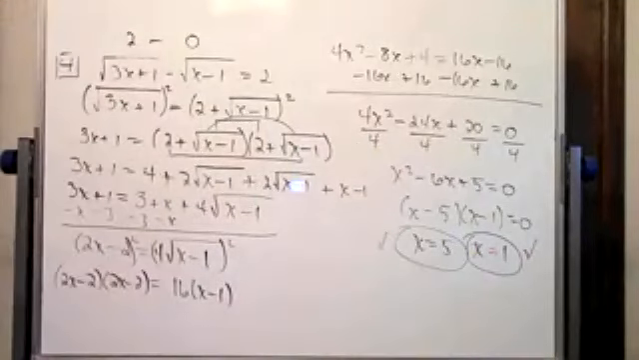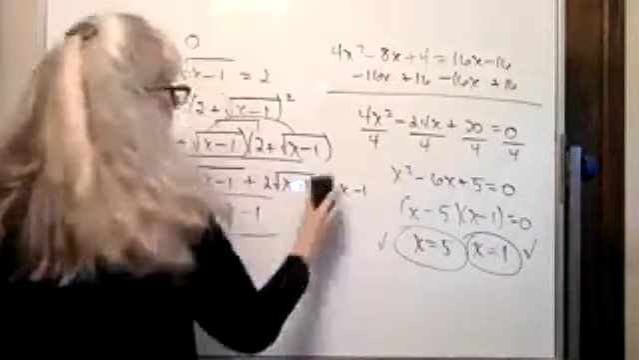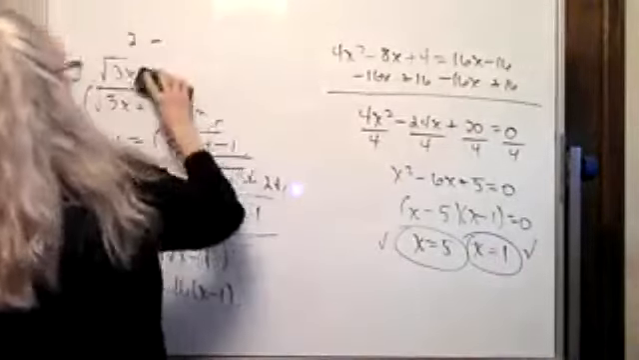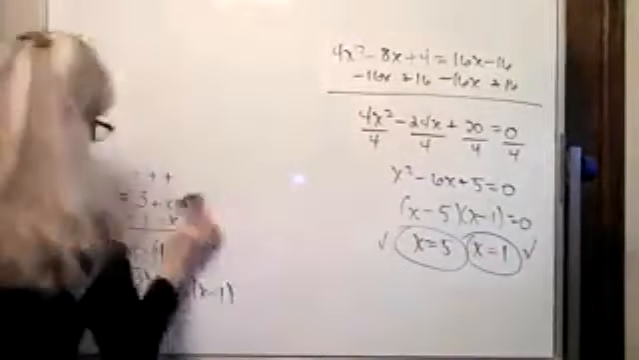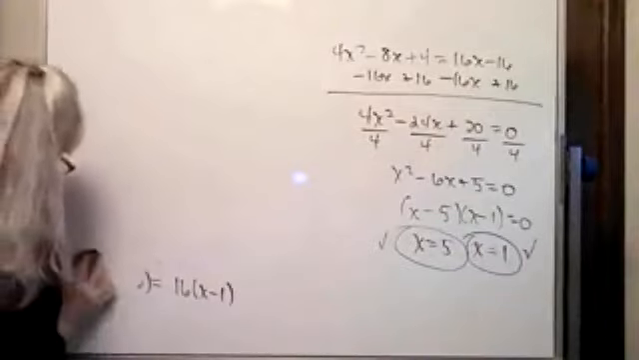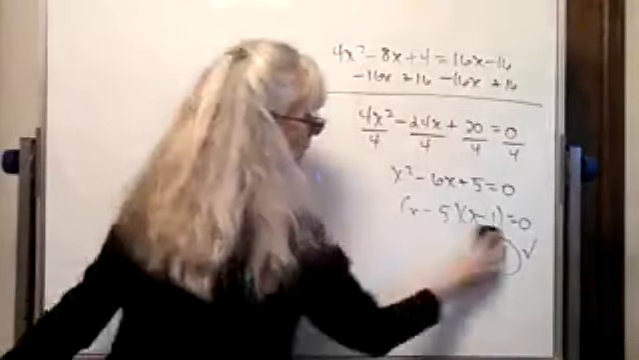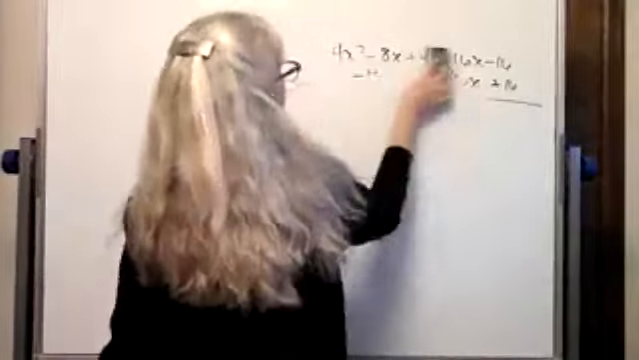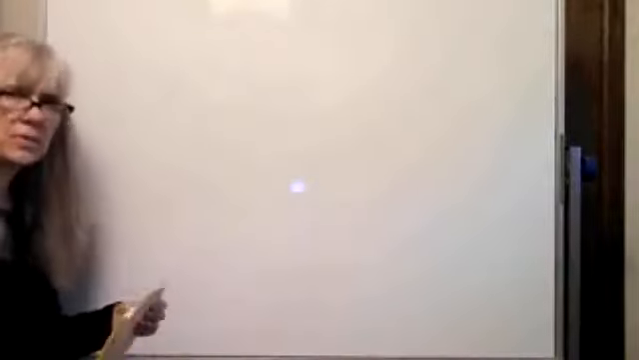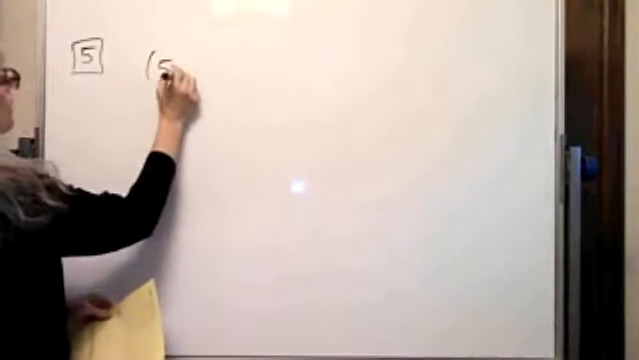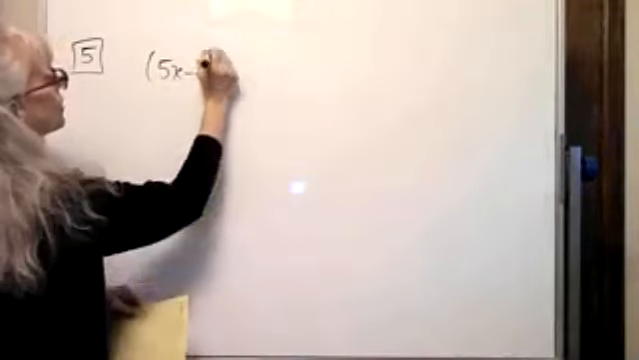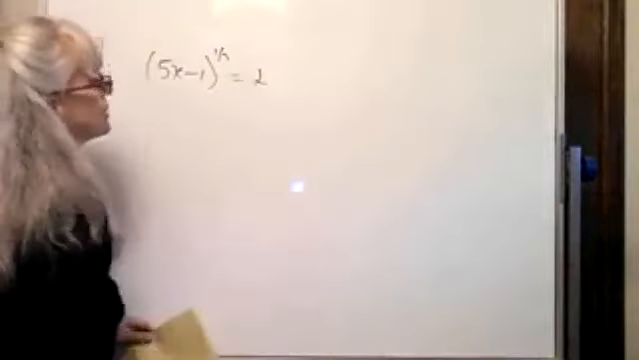So let's do one more before we're done solving the radical equations. This is example 5. And of course, each example is slightly different and has a twist. That's why we picked these examples to work through. So example 5, we have the quantity 5x minus 1 raised to the 1/3 power, and that's equal to 2. And we want to solve that.